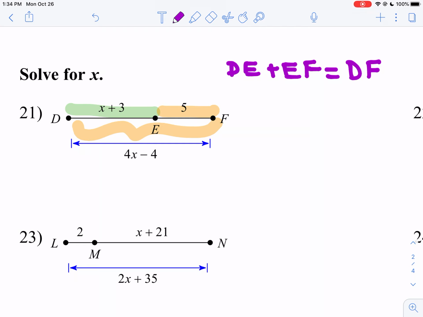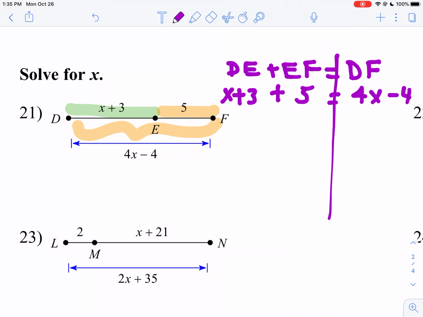Next thing, do the substitution. DE is x plus 3, EF is 5, and DF is 4x minus 4. That's 2 points just by writing down your segment addition postulate and then doing the substitution. The next part is getting the correct answer, and that depends highly on your algebraic skills.